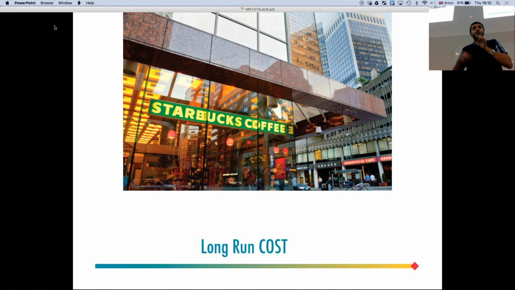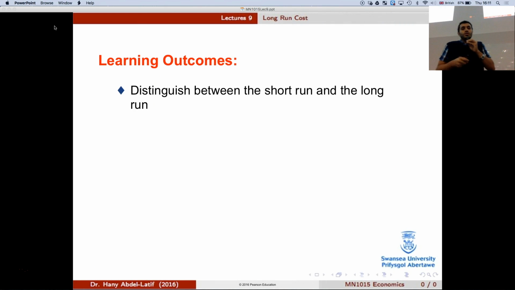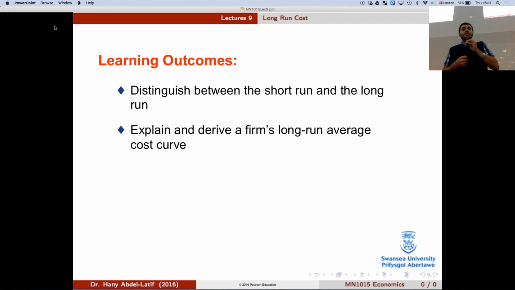So now we understand, if we're looking at the long run, that all inputs are variable. Yes. So we change everything. We could change the number of machines. We could change the number of workers we hire. Okay? So it's very important to understand the difference between the short run and the long run, and hopefully now you understand this, and we will see today how to explain and derive the firm's long run average cost curve. So in the long run, how will the average cost curve look?